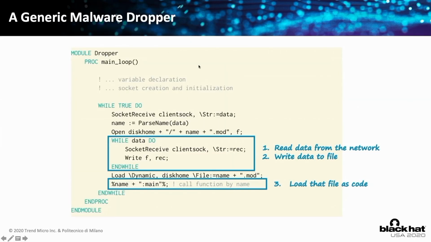And what you see here is a simplified structure of a malware dropper that receives data from the network, writes that data onto a file, then loads that file into the robot's memory, and lastly points the program pointer to the main routine of that loaded code.